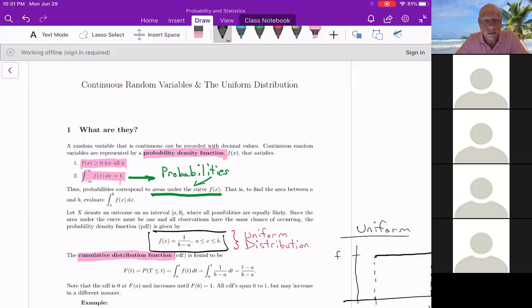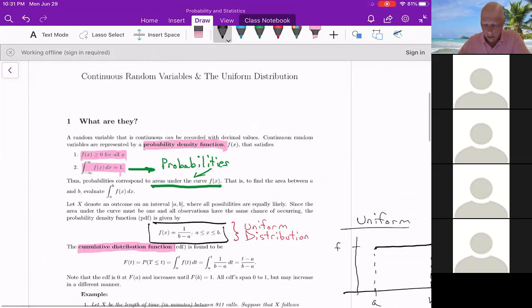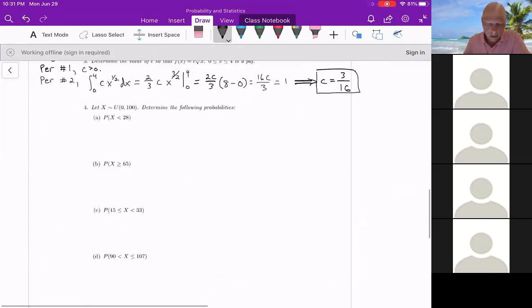Wait, and this is uniform distribution? No, it doesn't have to be. This is true for every PDF, not just the uniform. Wait, number 3 is uniform, though. No, I said number 4, which we were about to get to, is uniform. We haven't made use of the uniform distribution at all.